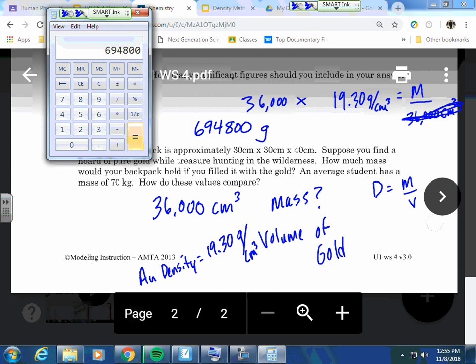So an average student has a mass of 70 kilograms. Do you know what the relationship is between a kilogram and a gram? It's 1,000. Yeah, there's 1,000 grams in a kilogram. So they're saying the average mass of a student is 70,000 grams. How do these values compare? Would they be able to carry it very easy? They'd be carrying several times their own body weight, wouldn't they? All right. I will go over one for this worksheet, more tomorrow.